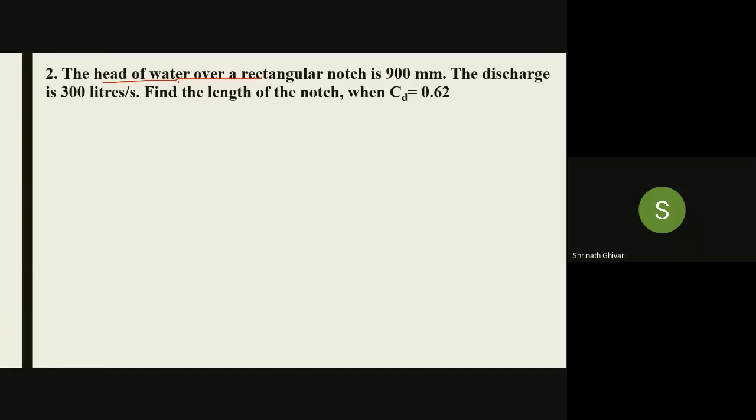So the head of water over a rectangular notch is 900 mm. The discharge is 300 liters per second. Find the length of the notch. It's a very easy problem. You don't have to do any extra work. You have to use the same formula of the discharge and calculate the length. Calculate.